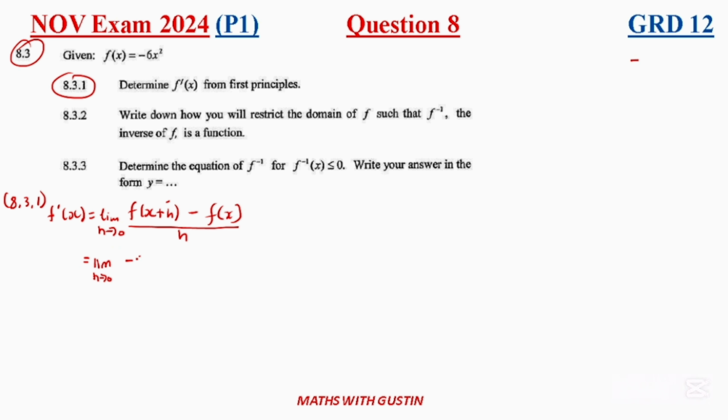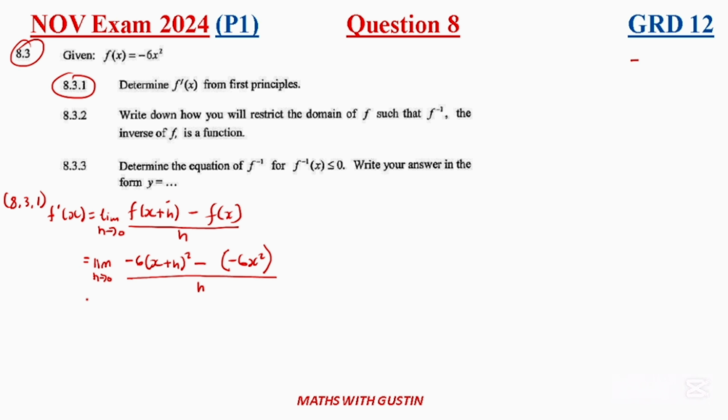So what do we have here? We've got -6. Where there's x, we put x plus h, so it's gonna be squared, minus here into brackets -6x squared. There's a reason I'm putting a bracket, because there's a negative here, guys, so please don't make a mistake. Okay, over h. So we're gonna expand that.